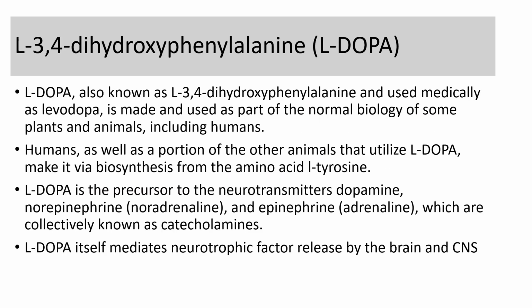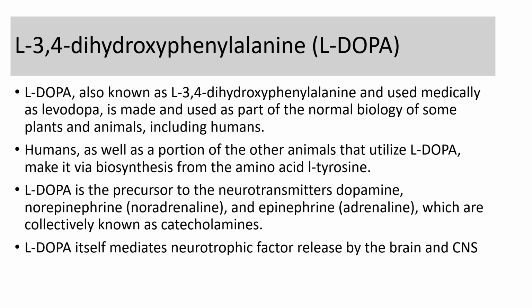L-3,4-dihydroxyphenylalanine, L-DOPA. What is L-DOPA? L-DOPA, also known as L-3,4-dihydroxyphenylalanine, and used medically as levodopa, is made and used as a part of normal biology of some plants and animals, including humans. Humans, as well as a portion of other animals that utilize L-DOPA, make it via biosynthesis from the amino acid L-tyrosine. L-DOPA is a precursor to the neurotransmitters dopamine, norepinephrine, and epinephrine, which are collectively known as catecholamines, right?